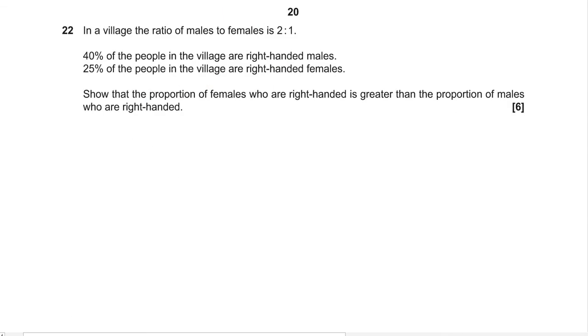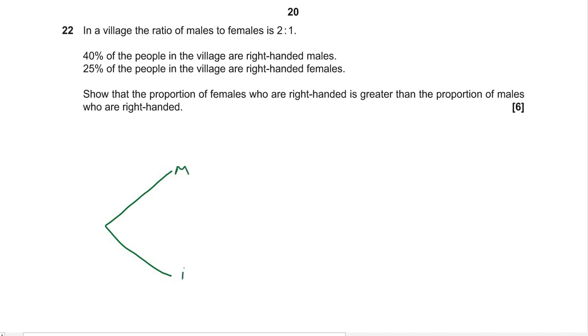Right, question 22. In a village, the ratio of males to females is 2 to 1. So straight away we know that there's 3 parts. 2 of them are male, 1 is female. 40% of the people in the village are right-handed males. 25% of the people in the village are right-handed females. Show that the proportion of females who are right-handed is greater than the proportion of males who are right-handed. So we can do this using a tree diagram.